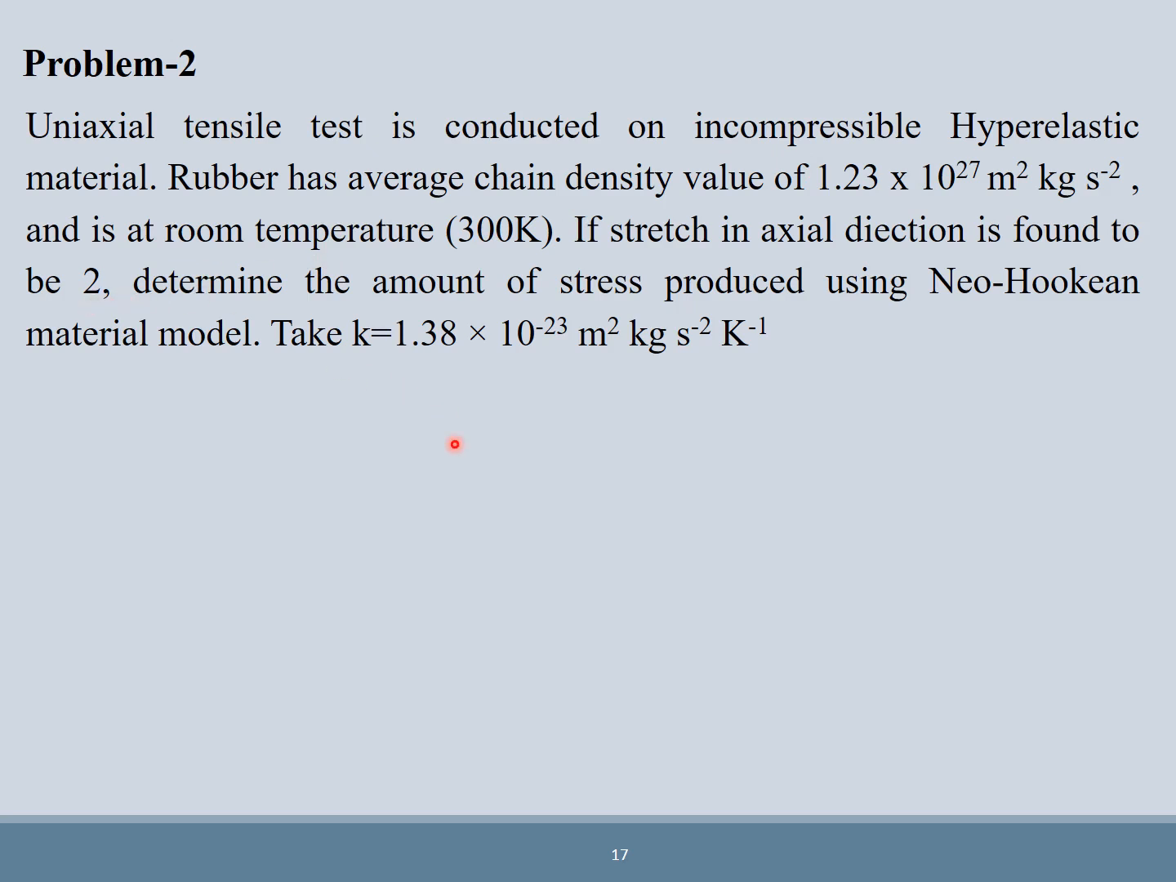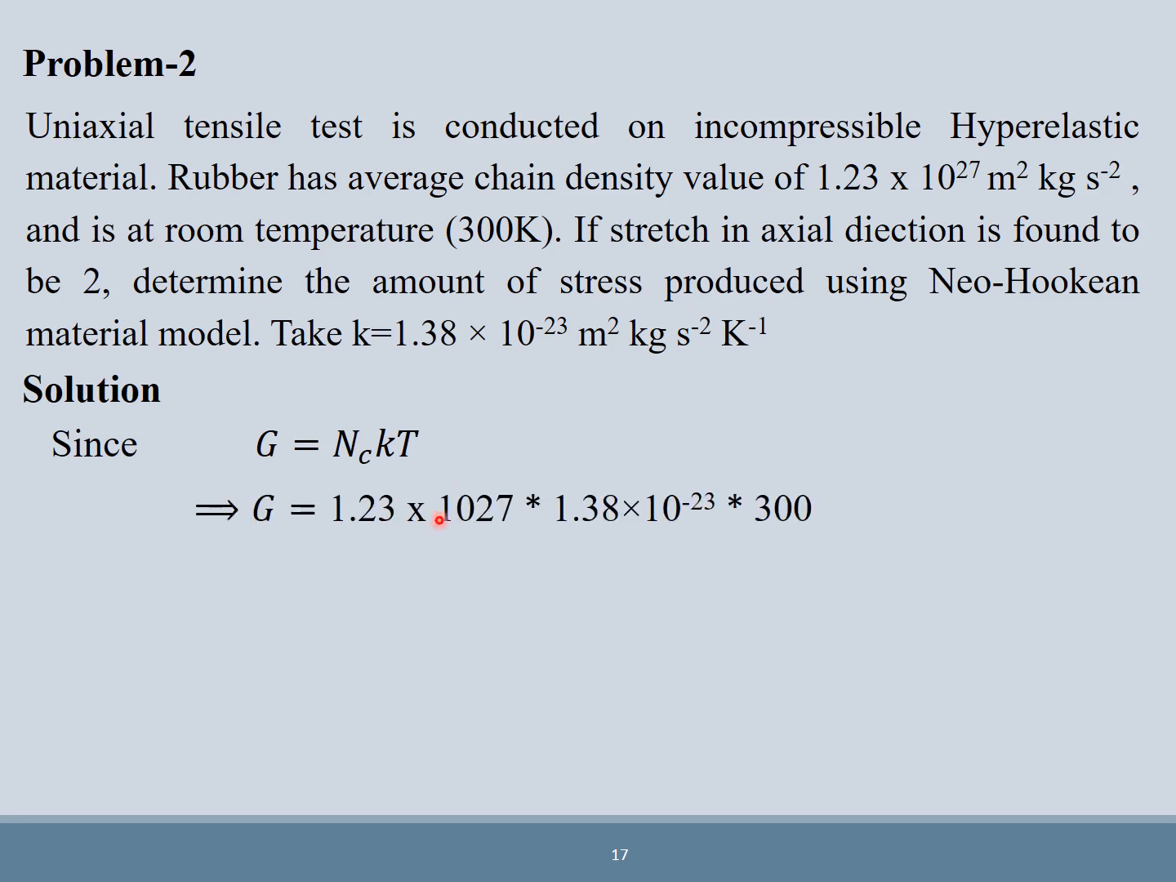So let's see the solution. First of all, we need to determine the shear modulus. We know that shear modulus is equal to NC KT. So just replace NC, K and T in this formula. We get this expression. When we solve that expression, we get 5 megapascal. So G comes out to be 5 megapascal. Now this is the material property that we have determined using the chain density. Now we will use this G in order to determine the stress.